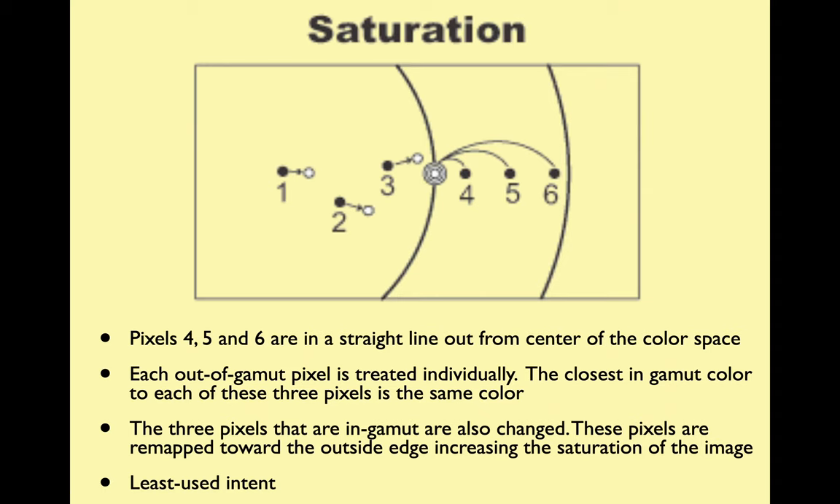But in using saturation, what happens is that these colors all become identical, so you lose all of that detail because they become the very same color. But the distance that's moved in is also applied to 1, 2, and 3, the colors that are inside the color space. They are also moved in because what Photoshop, or any program that's doing this, is trying to do is keep the relationship between 1, 2, and 3, and 4, 5, and 6 roughly the same. So everything gets shifted in, and all of the colors that were out of gamut become a single color.